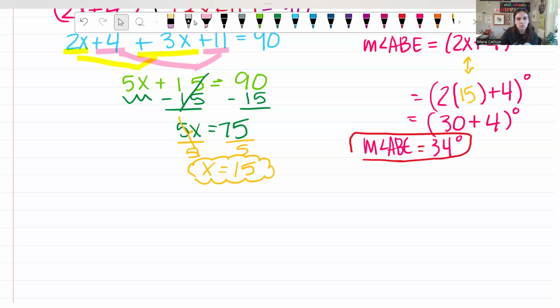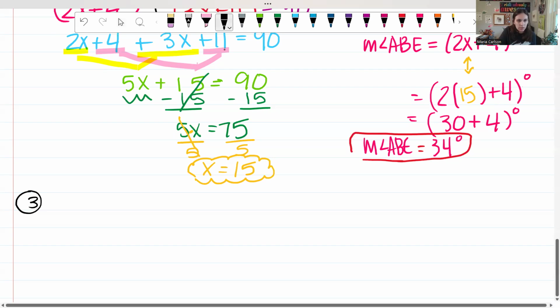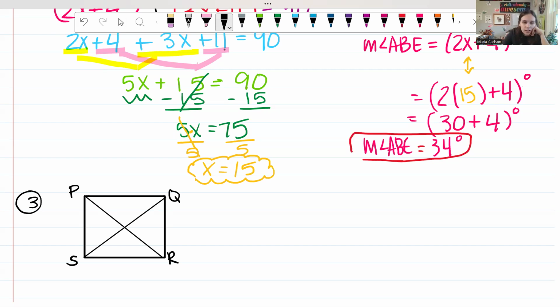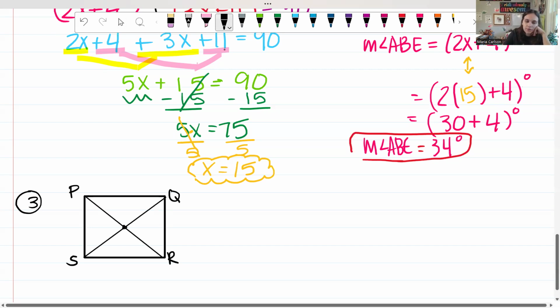Okay, so now problem number 3. Here is our rectangle. This one's going to be slightly different this time. Instead of A, B, C, D, this is going to be P, Q, R, S. And then we have these two diagonals, which are bisecting each other, and they meet at point T.